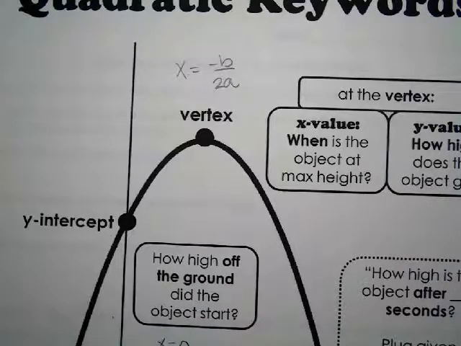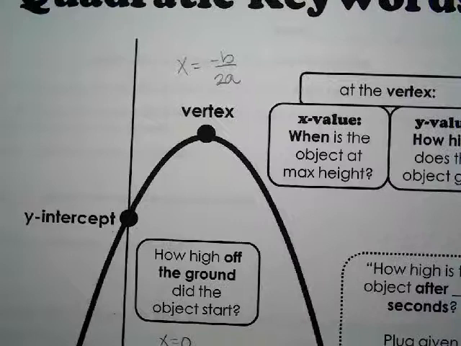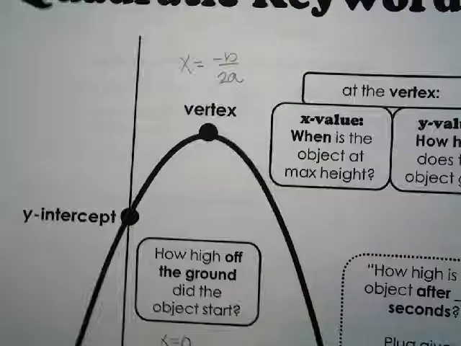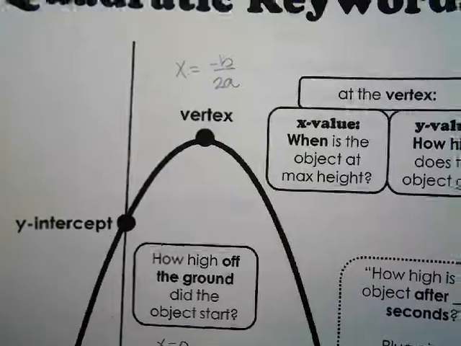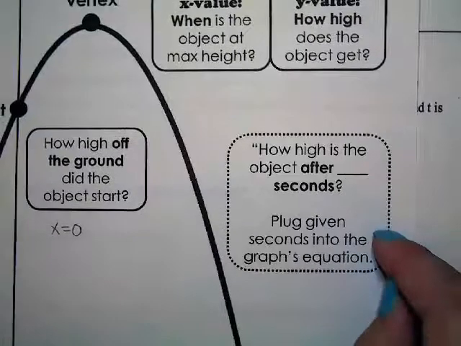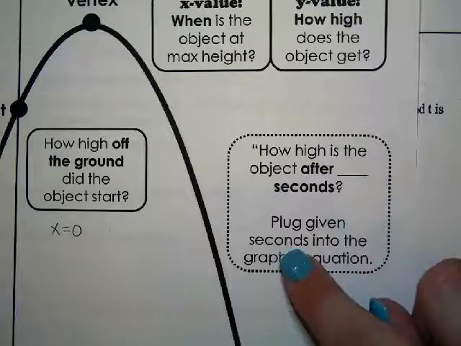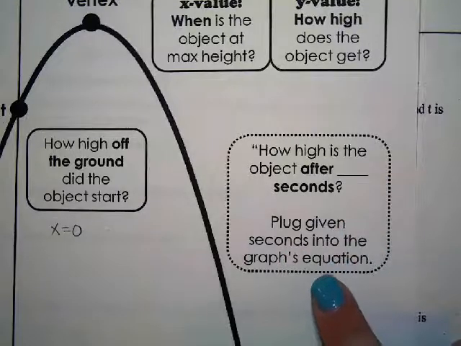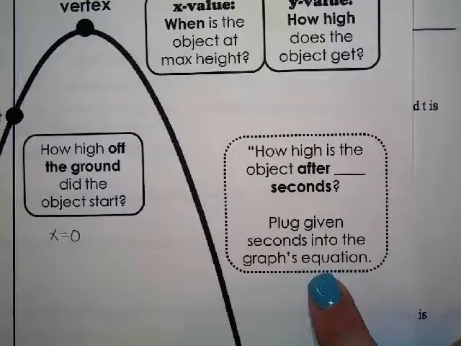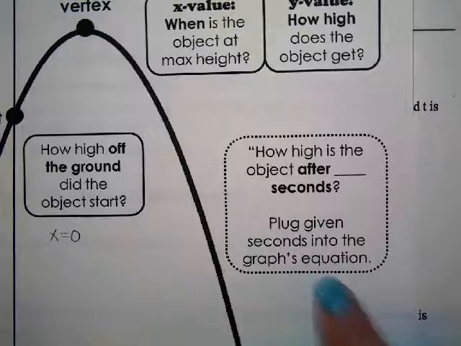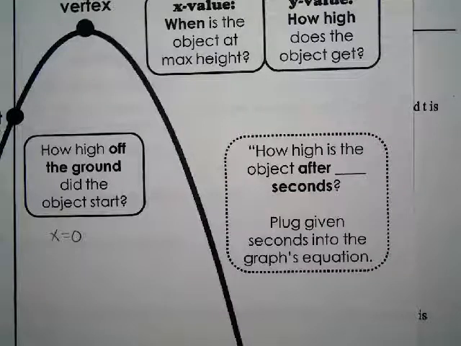If they ask you how high is the object after a certain number of seconds, you're going to plug the given number of seconds into the graph's equation. So if they say, how high is the object after 2 seconds, then you're going to say x equals 2, and plug in 2. If they say, how high is the water balloon after 5 seconds, you're going to say x equals 5, and plug in 5. Does that make sense? It'll always be just that number. Just plug in that number, okay?